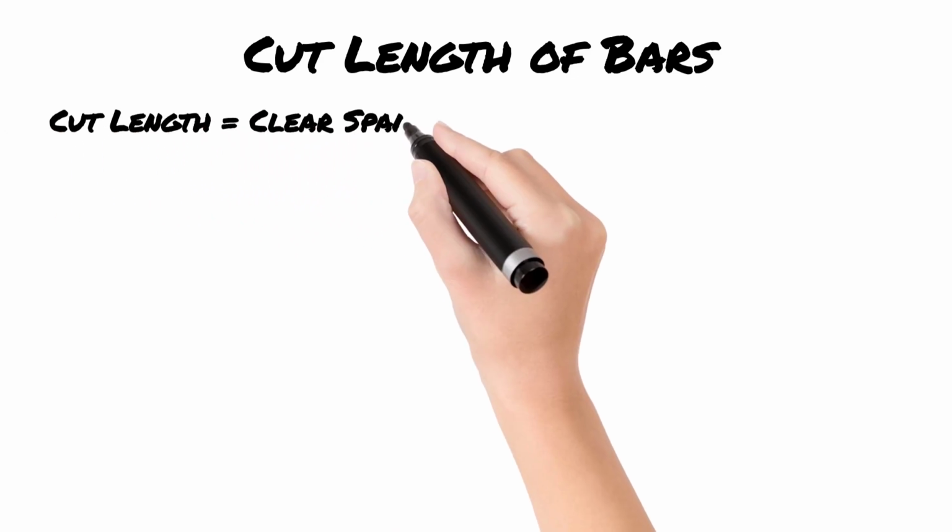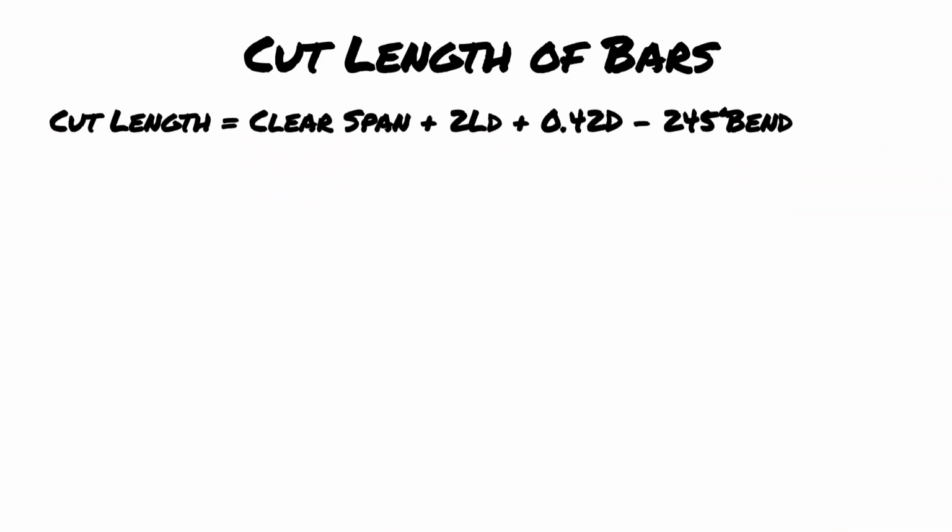Now, the cut length. The formula for cut length is equal to clear span plus development length, which is 2 times 40d, plus 0.42d minus 2 times 45-degree bend. For detail of this formula, you can watch the video for one-way slab. The link of the video is given in description.